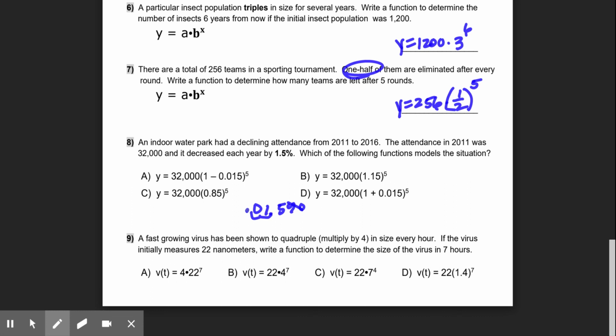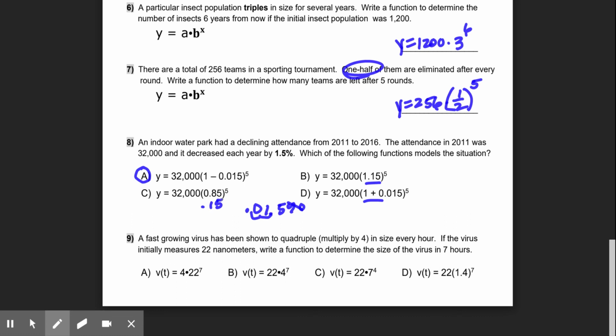All right, so it looks like it is going to be A. Now, they did put 1 minus 0.015, which is okay. So it's not adding, and this is 0.15%. So that would be 15%. So that one's not right.